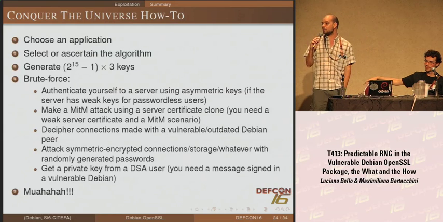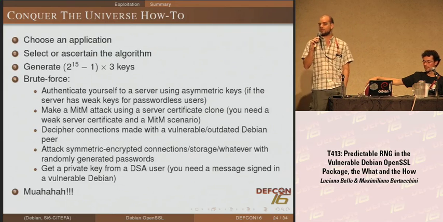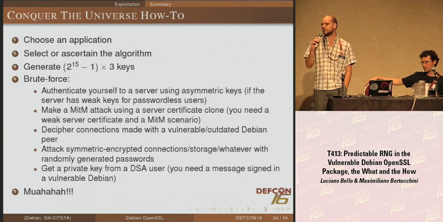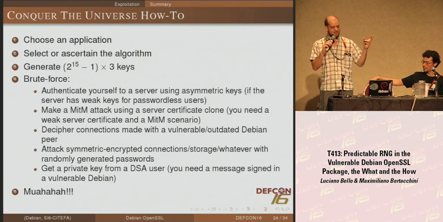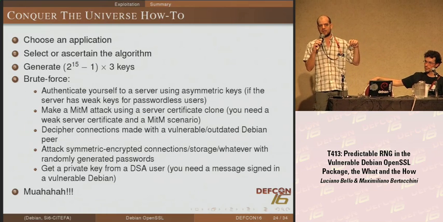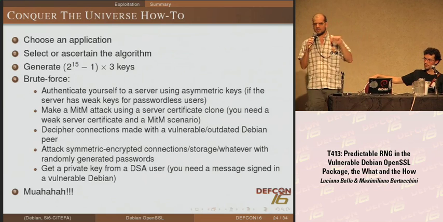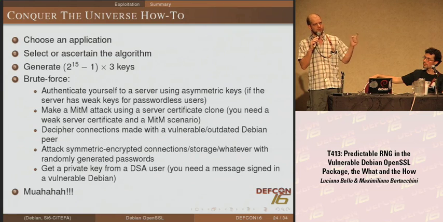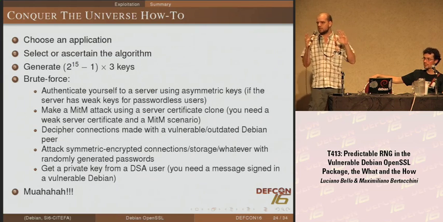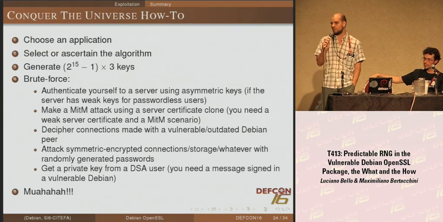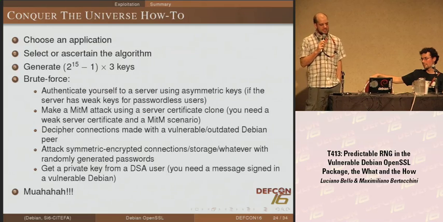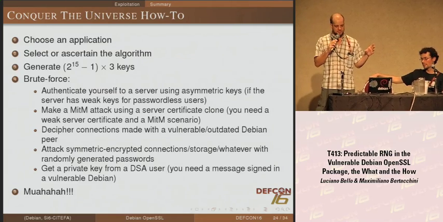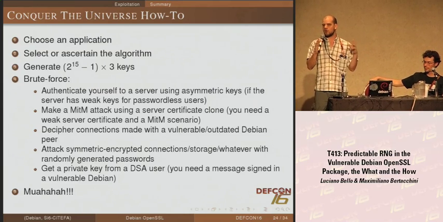Then you should generate all the possible keys. That means 2 to the 15th minus 1, because OpenSSL cannot run as init, so you can save one of the keys. Times 3. Why times 3? Because there are 3 combinations of endianness and bits. Debian runs on 32 bits little endian, 32 bits big endian, and 64 bits little endian. I'm not sure if I said it in the correct way, but that's 3 combinations. So you should generate all the keys. Of course, if we are going to conquer the universe, you should conquer all the platforms. That's why you should multiply by 3. All this space is really easy to generate. In a few hours, you can generate all the possible keys.